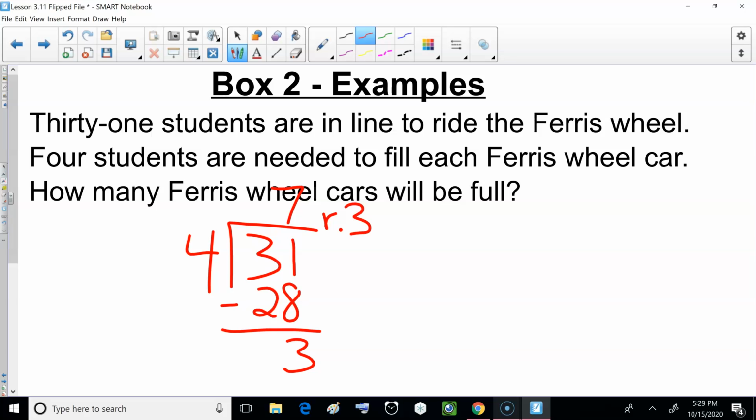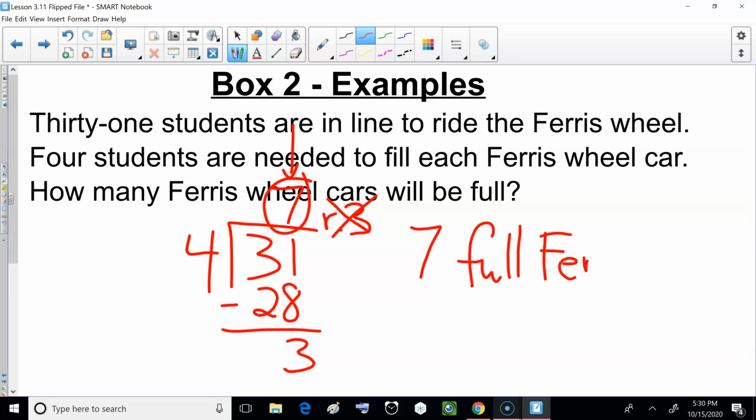And now I'm looking at this question is how many Ferris wheel cars will be full? So that would be my quotient. And I don't worry about my remainder. So the answer would be 7 full Ferris wheel cars. Once again, that's a remainder in division problems where sometimes they're needed, sometimes they're not. So it's really important to read the problem to make sure you understand what the problem is asking you.